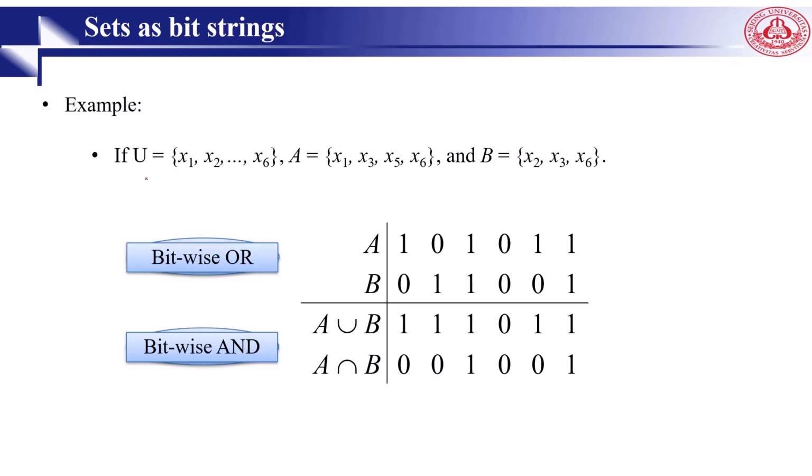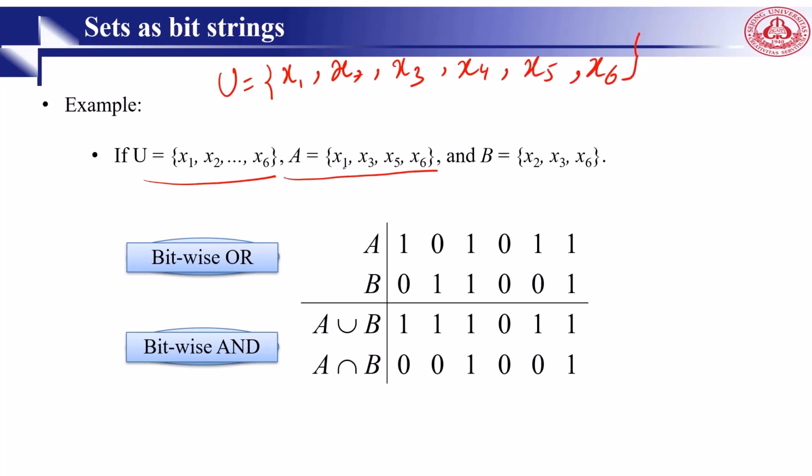Here is an example. If our universal set is U equals X1, X2, X3, X4, X5, and X6, and A is X1, X3, X5, X6, and B is X2, X3, X6. We want to do bit operations. So how to represent A in bits? 1 is available? Yes, 1. 2 is available? No, 0. 3 is available? Yes. 4 is available? No. 5 is available? Yes. 6 is available? Yes.